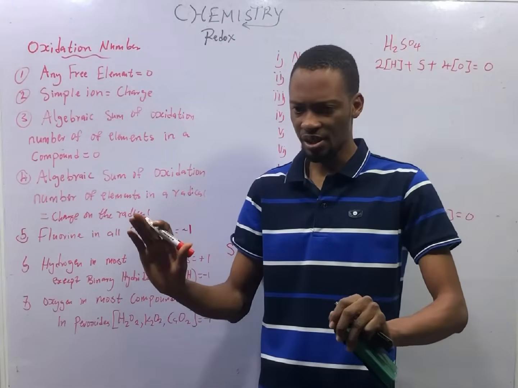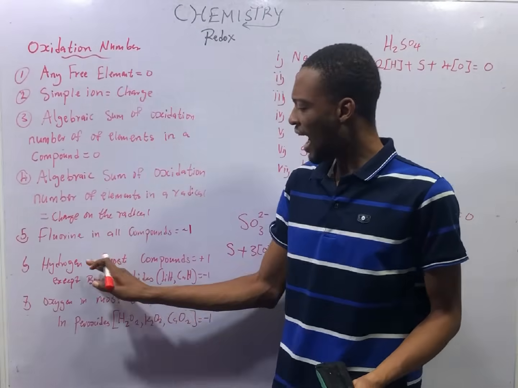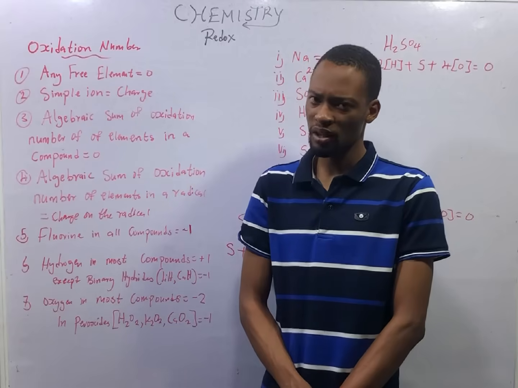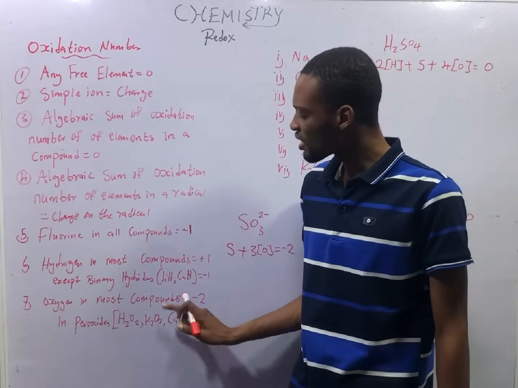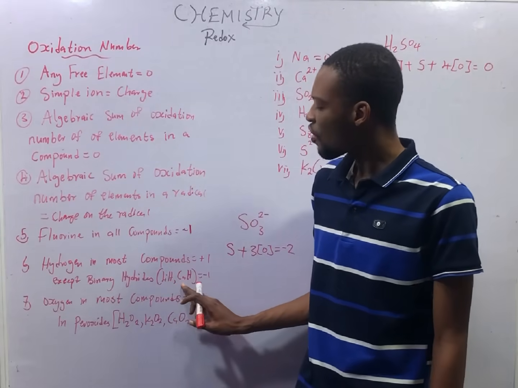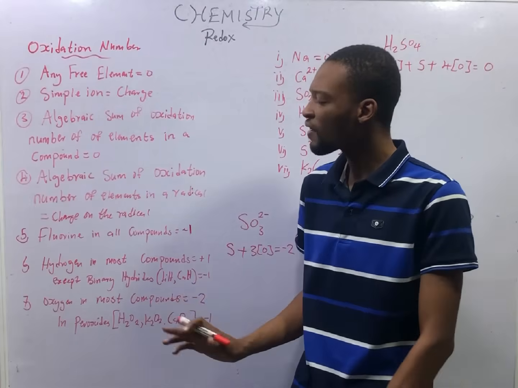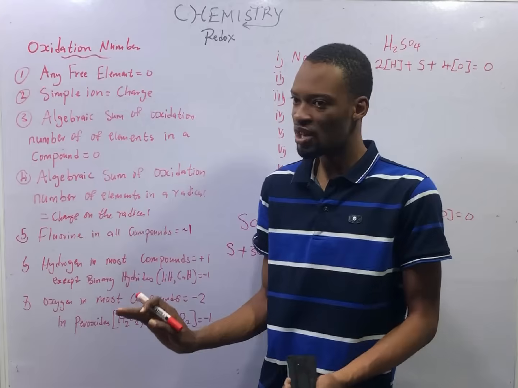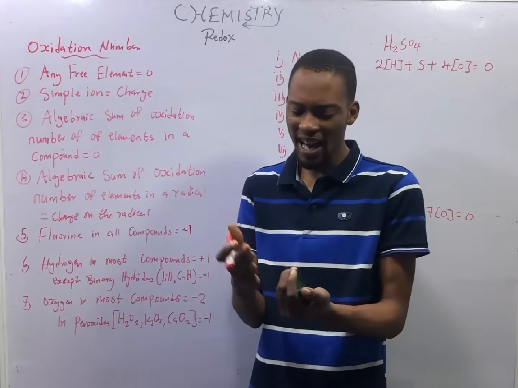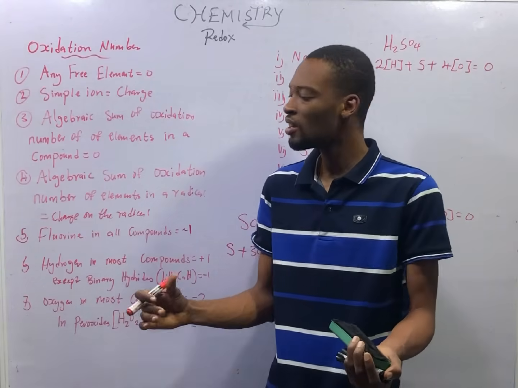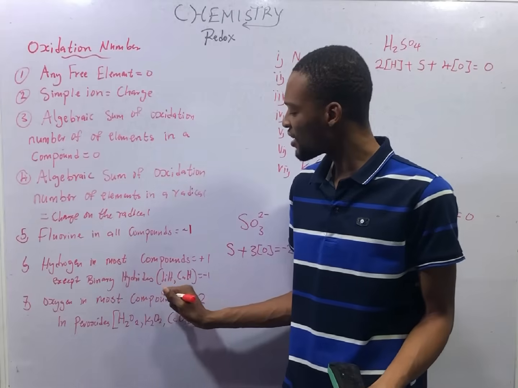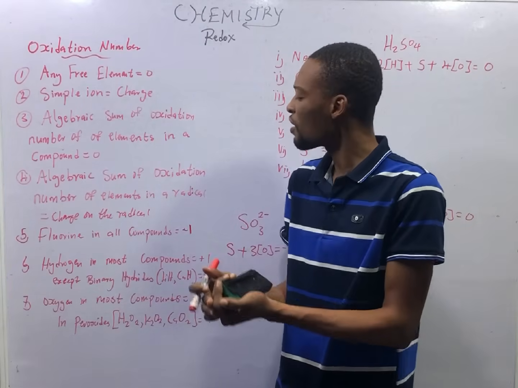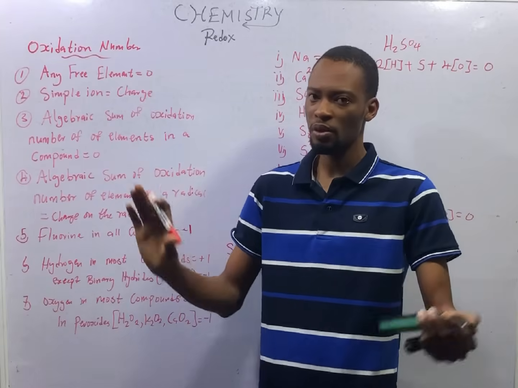Nothing changes it. Meanwhile, hydrogen in most compounds possesses an oxidation number of +1. But anytime you see lithium hydride or calcium hydride, the oxidation number of hydrogen becomes -1. These are binary hydrides. Hydrides are hydrogen combining with metals. So if you don't see lithium hydride or calcium hydride, or hydrogen combining with a metal, the oxidation number of hydrogen will simply be +1.